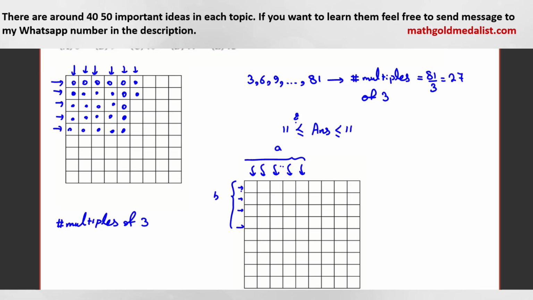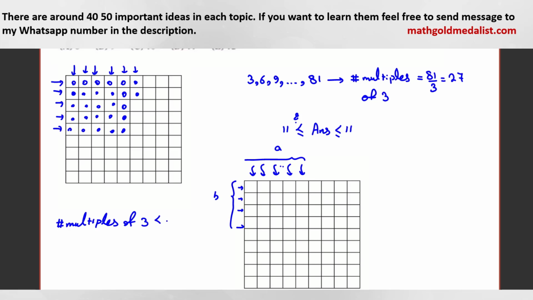Because multiples of 3 can only be in the intersection of B and A, okay? So how many intersections are there? Because we cannot have, for example, here, because here we don't have anything. So when we want to see how many multiples of 3 are there at most, it should be in the intersection of one of these columns and one of these rows, okay? Because when we have a multiple of 3, for example, here, then this column is a multiple of 3, and this row is also a multiple of 3. So how many intersections are there at most? AB. So it is at most AB.